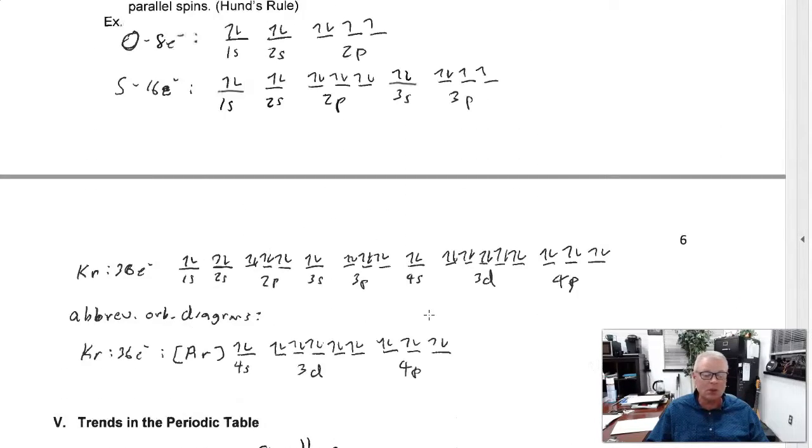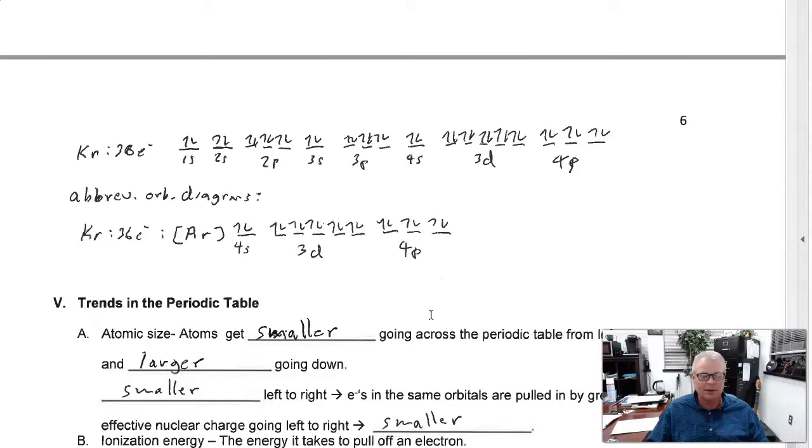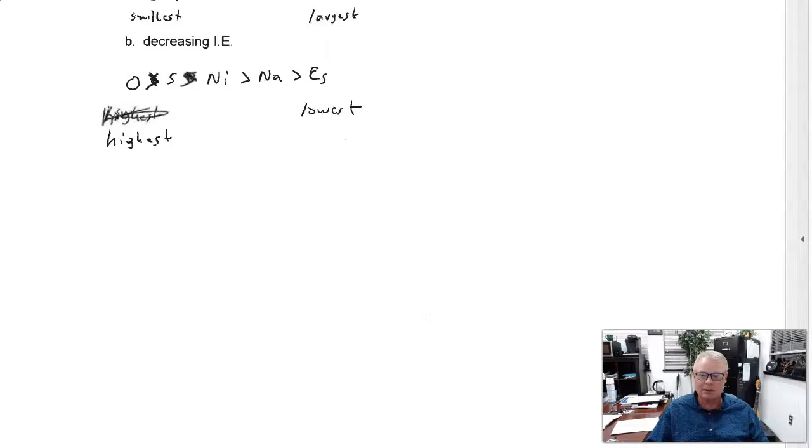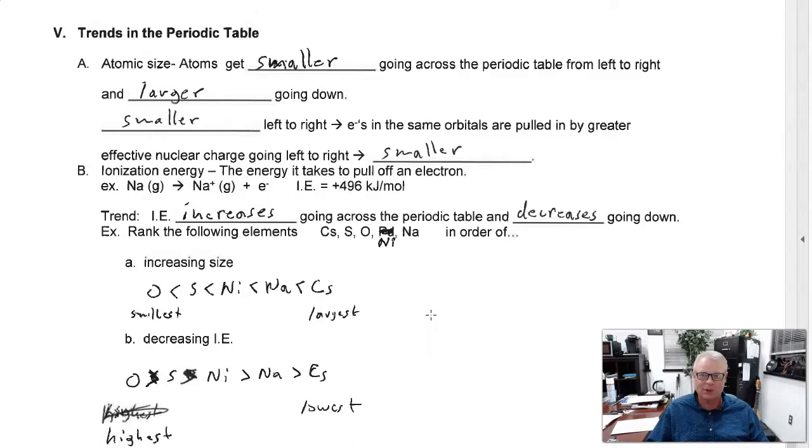All right. Can you do orbital diagrams? Hopefully. All right, you're on the home stretch. We've got one last thing to talk about. You're almost there. Look. We're down to 1 page.